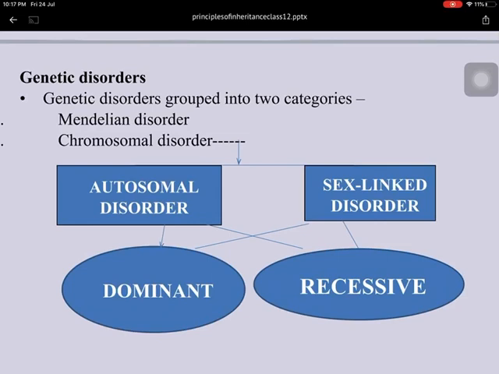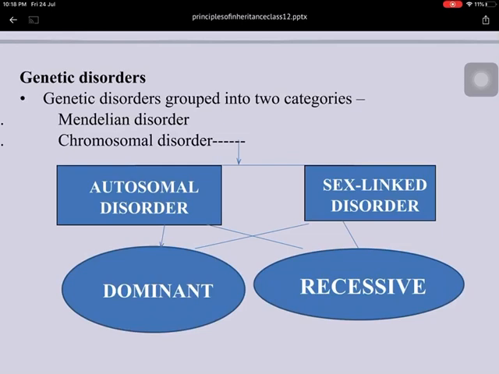Chromosomal disorder is again classified into two types: autosomal disorder and sex-linked disorder. If you talk about autosomal disorder and sex-linked disorder, both may be dominant and may be recessive. In the class 12 syllabus, we do not have to study the dominant diseases, only the autosomal recessive disease and sex-linked recessive disease.